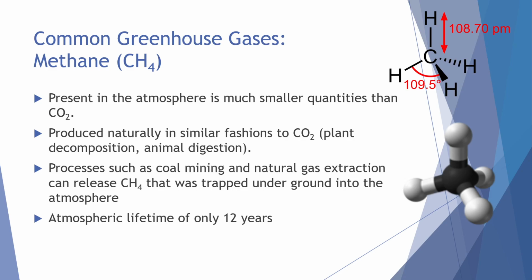Methane is another common greenhouse gas. It's present in the atmosphere in much smaller quantities than CO2. It's produced naturally in similar ways to carbon dioxide: plant decomposition, animal digestion, etc. There are bacteria that live in swamps, for example, that produce methane as a byproduct of their digestion. However, methane has more than doubled since the Industrial Revolution, from 0.7 parts per million to, when I last checked, about 1.8 parts per million.